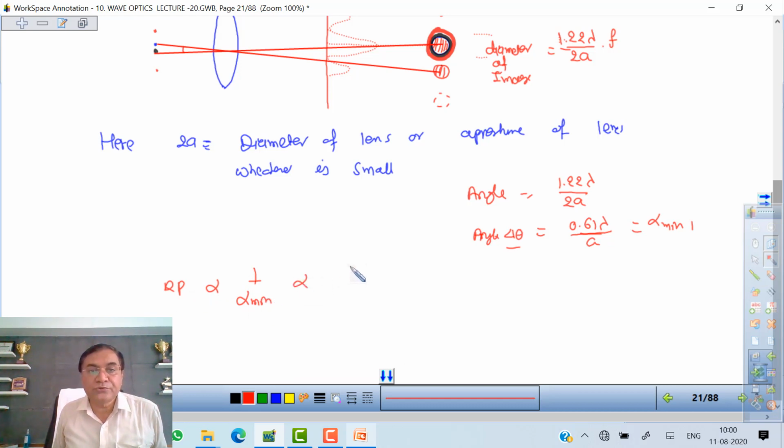So it is proportional to a and inversely proportional to lambda. So more the a, more the resolving power. More the diameter of the lens, more the resolving power. So from the formula we can show that resolving power can be increased by increasing the diameter or aperture of the lens. And if you decrease the wavelength, then also you get larger resolving power. So it is better to see any object with a shorter wavelength than a larger wavelength.